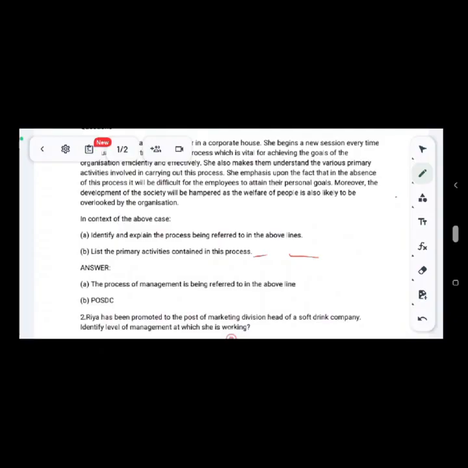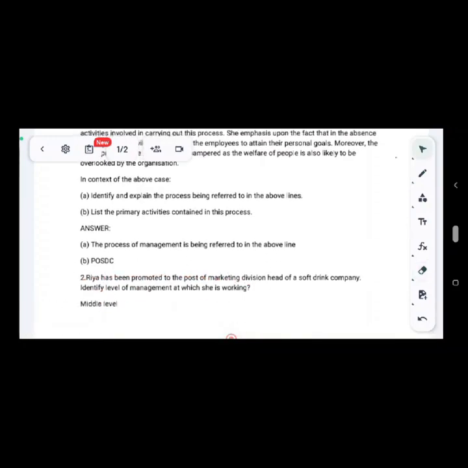So basically there are three levels of management: top level, middle level, and lower level. Here she is a marketing division head. We have learned that finance, HR, IT, and research all come under the middle level of management. So the answer for this question will be middle level of management. In this question they are asking us only to identify, so we have written middle level.